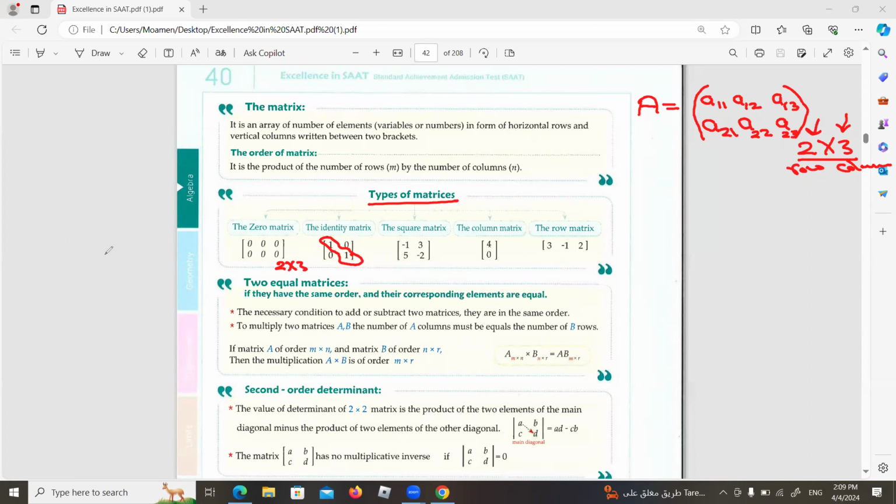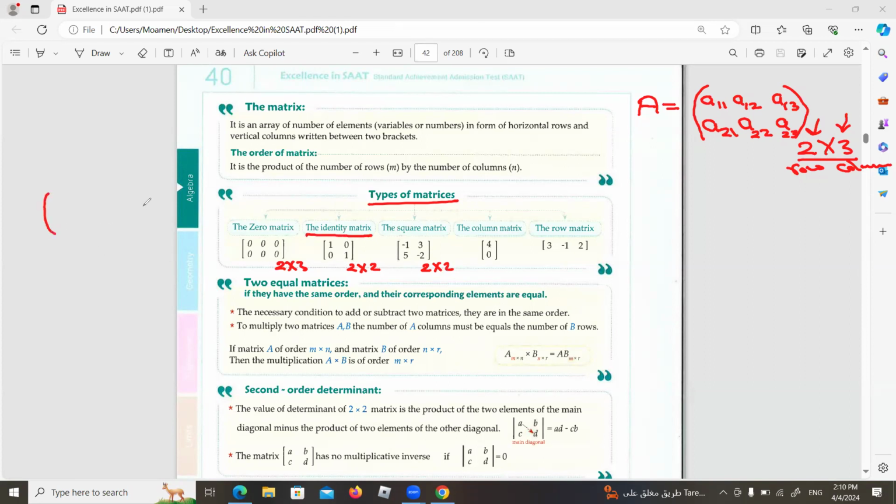If we talk about the identity matrix, it is a square matrix. A square matrix means the number of rows equals the number of columns. Here we have 2 rows and 2 columns. Also in a square matrix, must it be 2 and 2? No, of course. You can have 3 and 3, so 3 times 3, 4 times 4, 2 times 2. All these are called square matrices. A special case from the square matrix is the identity matrix.